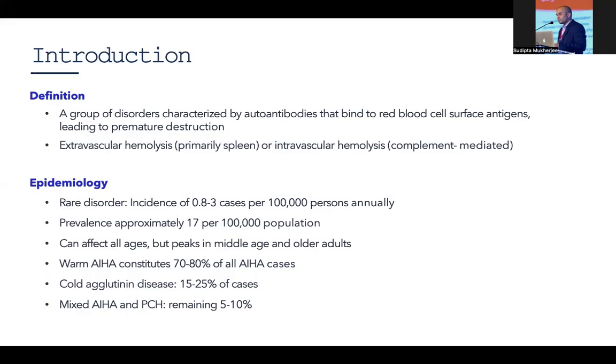In terms of epidemiology, it's a rare disorder. Incidence is up to 3 cases per 1 lakh persons annually. Prevalence is around 17 per 1 lakh population. It can affect all ages, but peaks in the middle-aged and older population. Most commonly, it is warm autoimmune hemolytic anemia. We'll see what warm autoimmune hemolytic anemia, or warm antibodies, is, which constitutes approximately 70 to 80% of all cases. Cold agglutinin disease contributes 15 to 25% of cases, and there is a mixed variety along with paroxysmal cold hemoglobinuria, which is around 5 to 10%.